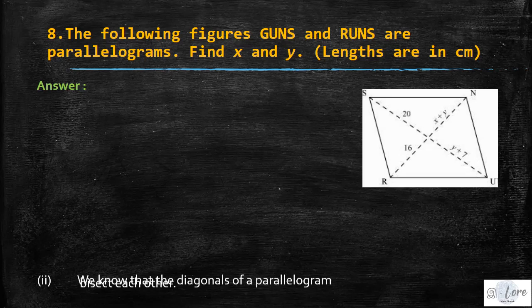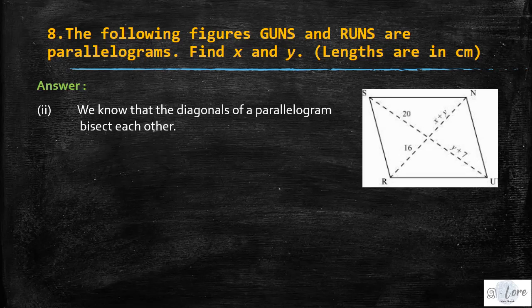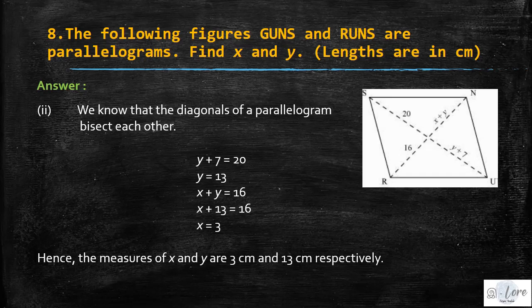If you consider the point of bisection as O, we can say RO is equal to ON and SO is equal to OU. Here OU is equal to OS, so y plus 7 is equal to 20, so y is equal to 20 minus 7, which is 13. The value of y is 13. Similarly, if you apply the opposite sides, x plus y is equal to 16. The y value we already found, so x plus 13 is equal to 16, transpose 13 to that side, so x is equal to 16 minus 13, which is 3. The measures of x and y are 3 and 13 centimeters respectively.